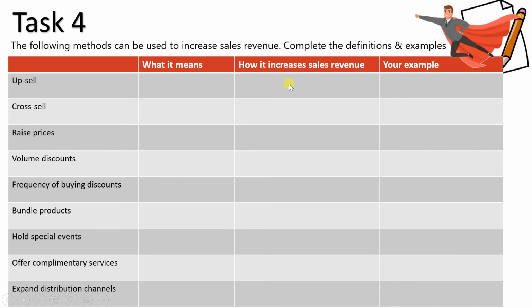So your job is, in your own words, to write in what it means, and then in your own words, no copy and pasting, write in how it increases sales revenue, and then you provide your own example, like I've just given you one for upselling, but you come up with your own for upsales, cross-selling, raising prices, volume discounts, you know, when you buy multiple things, frequency of buying discounts.